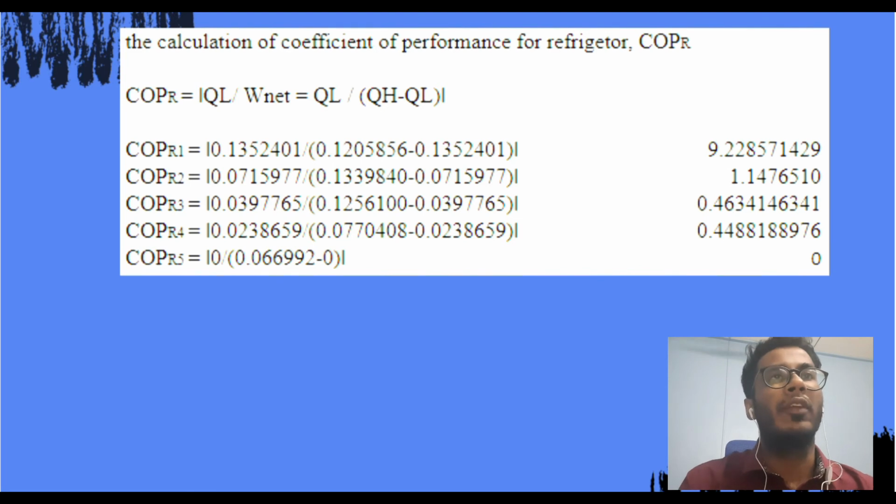9.22857114. The second one will be 1.1476510. The third one will be 0.4634146. The fourth one will be 0.44888189, and the last one will be 0.